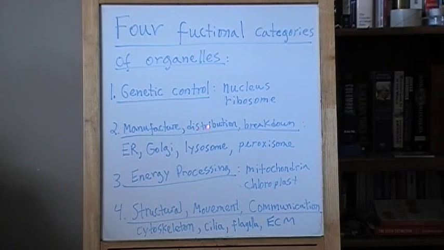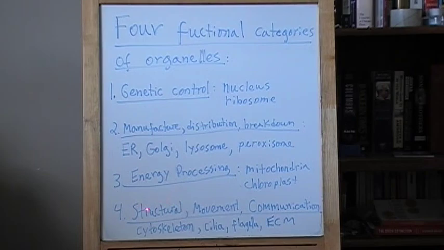Then you have manufacture, distribution, and breakdown. So that's the endoplasmic reticulum, which modifies proteins for export. The Golgi apparatus, and that also is involved in the export of proteins, as well as distributing proteins within the cell. The lysosome and the peroxisome. In the energy processing, so there's the mitochondria and chloroplast. These are involved in acquiring energy for the cell.